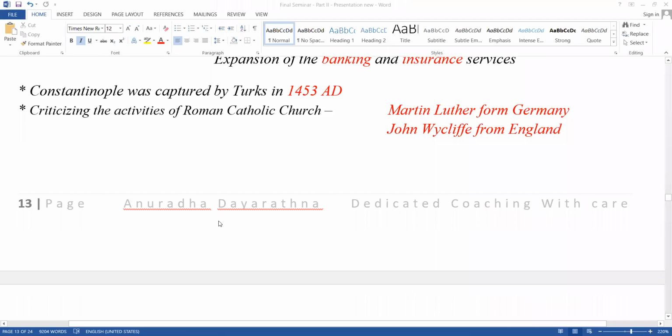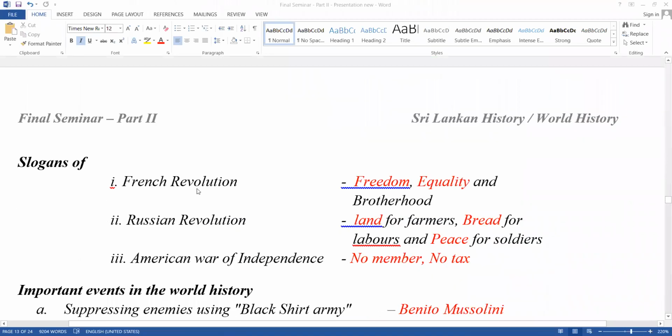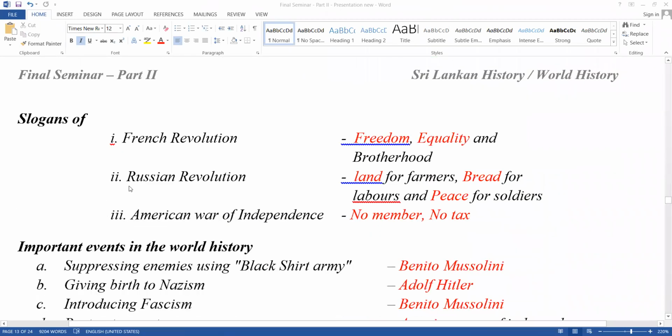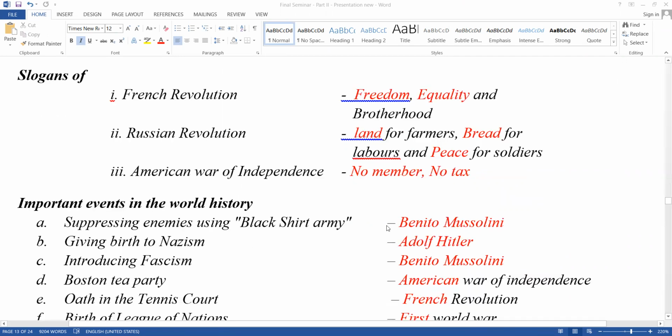Right, moving forward. These are the slogans of the French Revolution, the Russian Revolution, and the American War of Independence. French Revolution: freedom, equality, and brotherhood. Russian Revolution: land for farmers, bread for laborers, and peace for soldiers. American War of Independence: no representation, no tax.